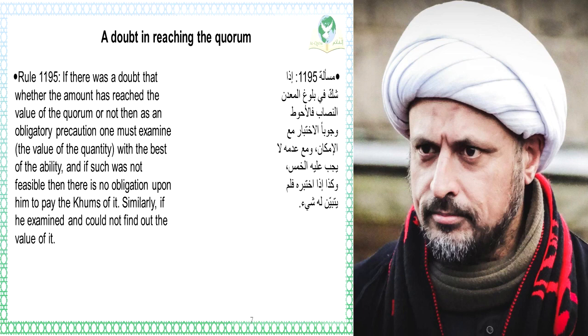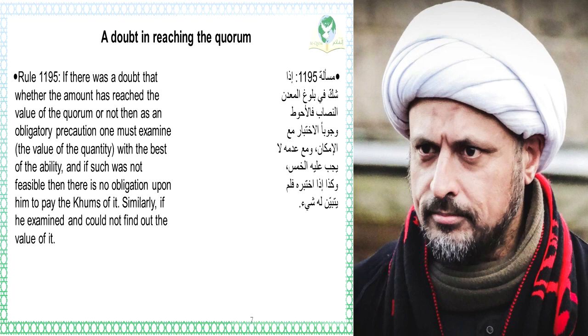Ruling number 1195. إِذَا شَكَّ فِي بُلُوغِ الْمَعْدَنِ النِّصَابِ. If he doubts whether the minerals have reached the quorum or the specific amount, فَالْأَحْوَطُ وُجُوبًا, then it is obligatory precaution on him to examine it with whatever possibility or capacity he possesses. اختبار مع الإمكان, whatever capacity. He has to try his best to measure.